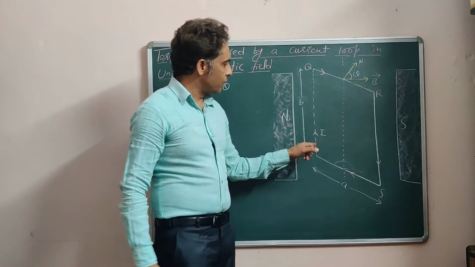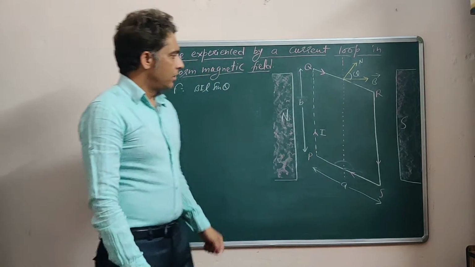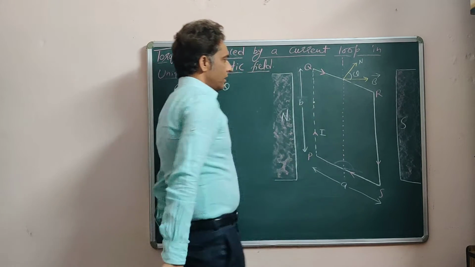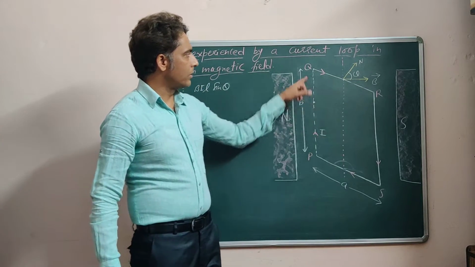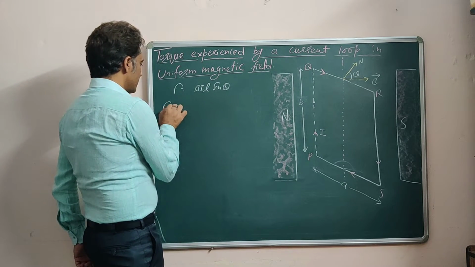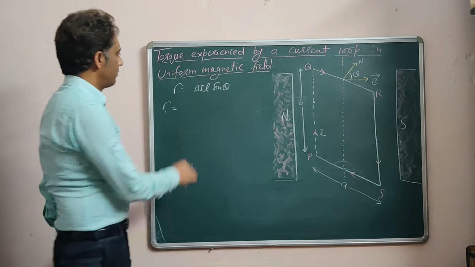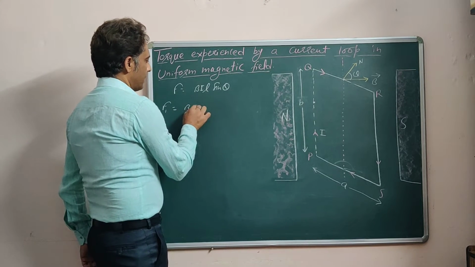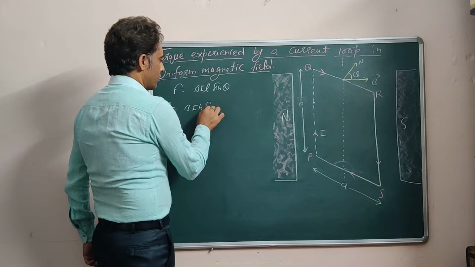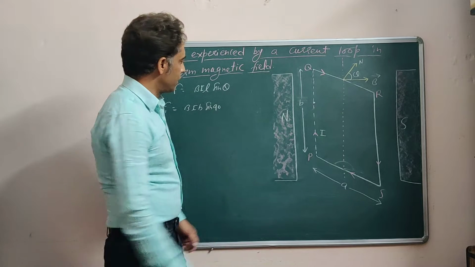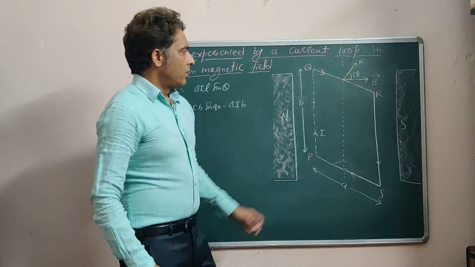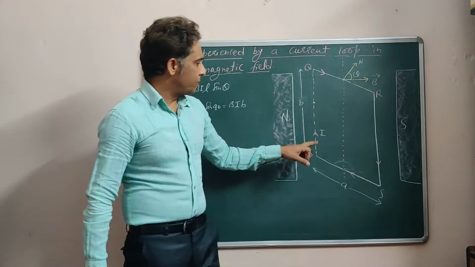So if we see this portion PQ, let the force on this portion PQ be F1. So we can write F1 is equal to BIL sin theta. The length of this portion is B, theta is 90, so sin 90 is 1, so that is equal to BIB. Now what will be the direction of force experienced by this portion?